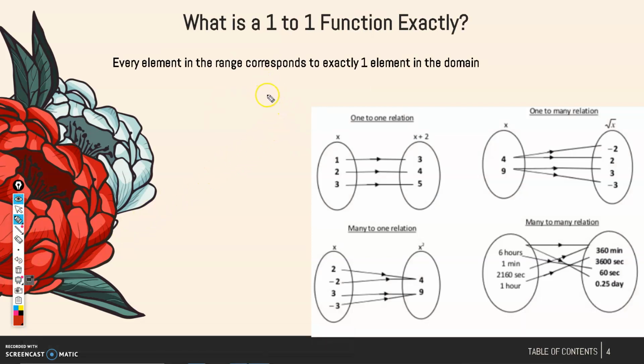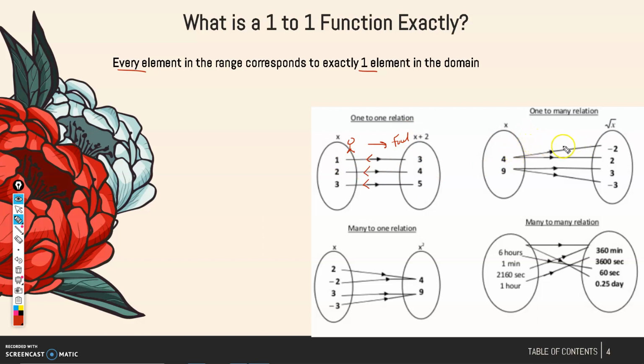Math-wise, every element in the range corresponds to exactly one element in the domain. So it's one to one. Every element corresponds to exactly one element. Just like here, 1 goes to 3, and 3 could go back to 1. 2 goes to 4, and 4 could go back to 2. 3 goes to 5, and 5 could go back to 3. This is basically Juan going from his house to food, and there's an exact path back. 1 goes to 3, 3 goes to 1. That's the exact path.